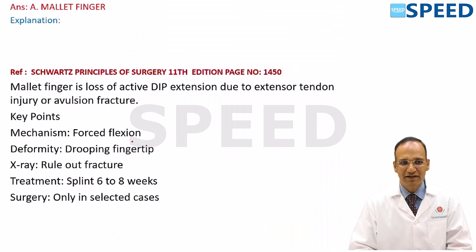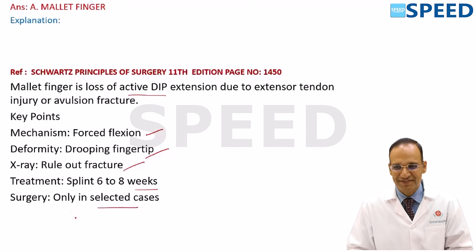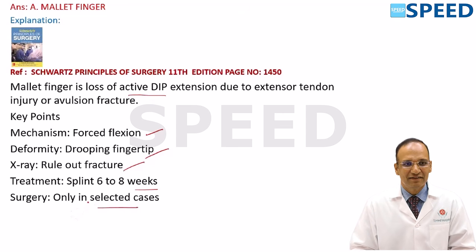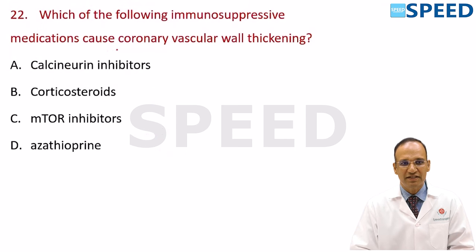See, mallet finger is a loss of active DIP extension, distal interphalangeal joint extension, due to extensor tendon injury or avulsion fracture. The key points: the mechanism is forced flexion. The deformity is a drooping finger deformity. Take an X-ray to rule out fracture, splint for 6 to 8 weeks, and surgery only if conservative management fails, in selected patients. Clear?